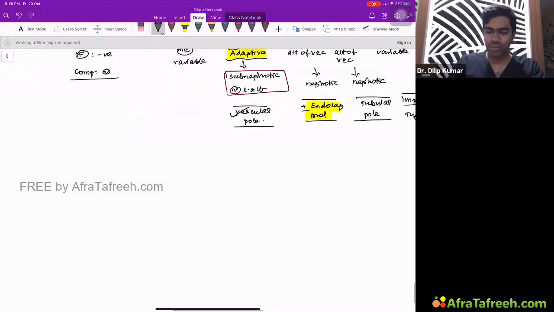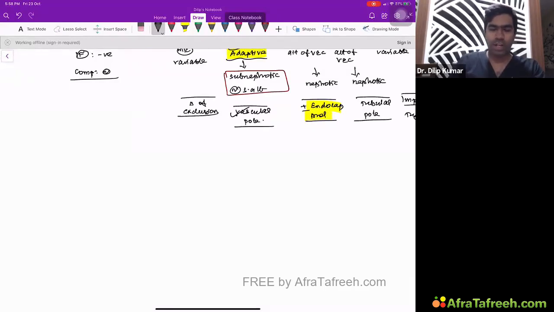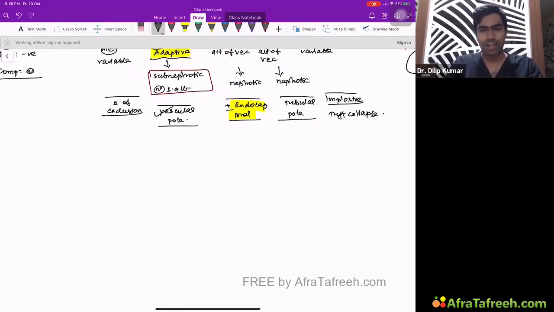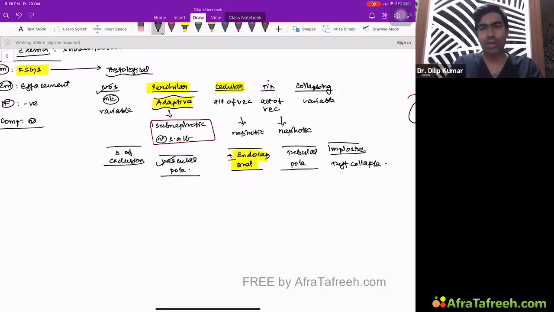If you don't see any of this, you call it NOS, not otherwise specified, which means you don't see it in the vascular pole, you don't see endocapillary proliferation, you don't see tubular pole related issues, you don't see a tuft collapse or an implosive type of FSGS. By diagnosis of exclusion in histology, you can go for the NOS type, which is the most common type, not otherwise specified.